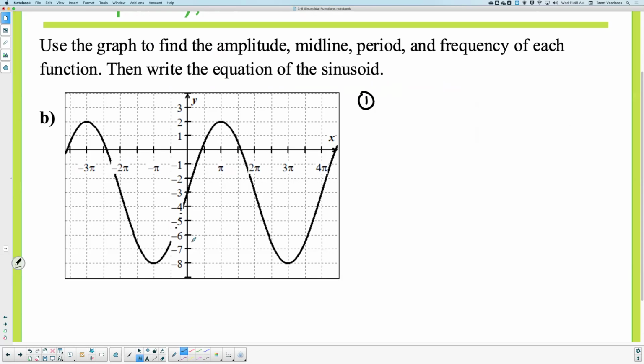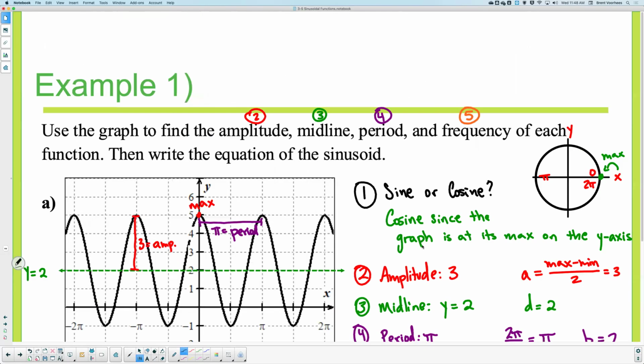Go to your y-axis. The intersection of the y-axis is right here. Does that appear to be the maximum of the graph or the midline? That's a point on the midline. Does that make this a sine function or a cosine function? Sine function. This is a sine function. Let me make sure my words are aligned. Why did I say cosine since the graph is at its max on the y-axis?